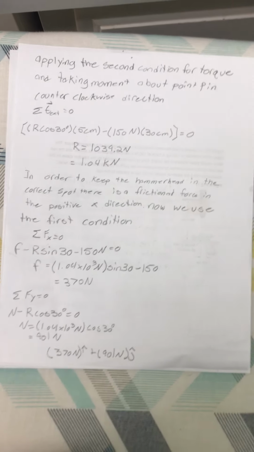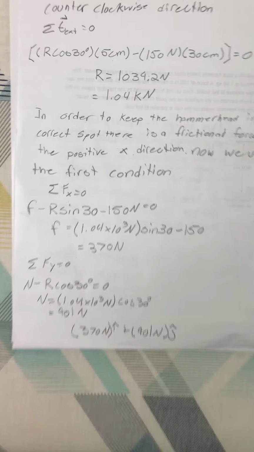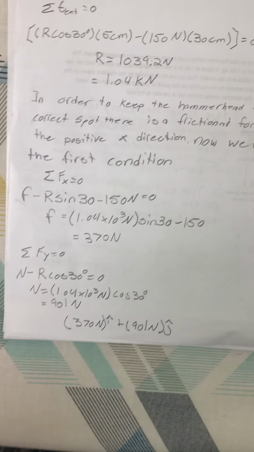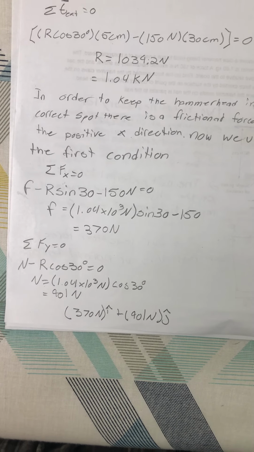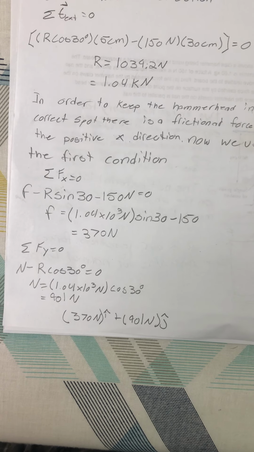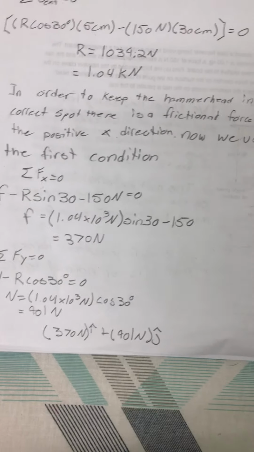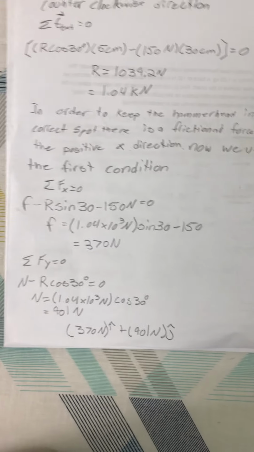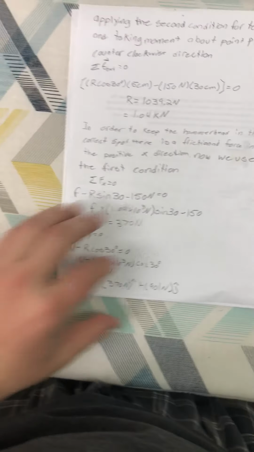And now, getting our directions, we solve for our I hat and J hat components. We get now J hat: N minus R cosine 30, and then N is equal to 1.04 times 10 to the 3 newtons times cosine 30, which is 901 newtons. And that is 370 newtons in the I hat direction plus 901 newtons in the J hat direction, finishing up this problem.